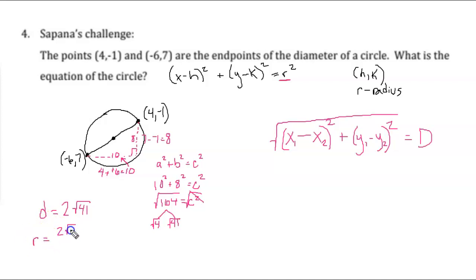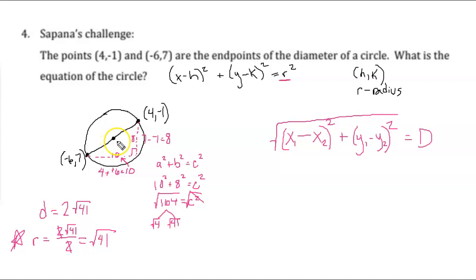So I need to take the diameter and take half of it. And if I do that, my 2's will divide out, and I'm just left that the radius is the square root of 41. So first thing I needed, I got it. I now know the radius of my circle. The next thing I need is to find my midpoint.